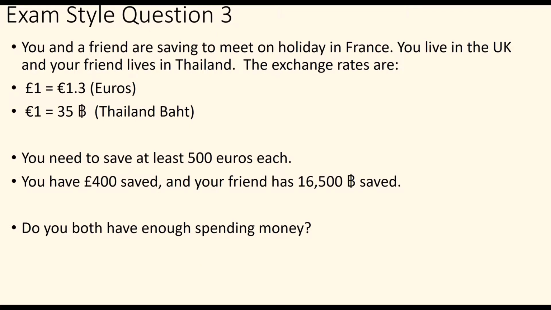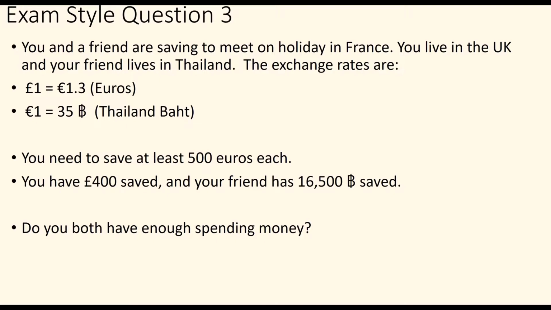So you and a friend are saving to meet on holiday in France. How nice. You live in the UK and your friend lives in Thailand. The exchange rates are £1 equals 1.3 euros. That's what they use in France, euros. And €1 equals 35 bahts, with this little symbol, a B with a line across through it. They're called Thailand bahts. So think Bart Simpson for the pronunciation of baht.